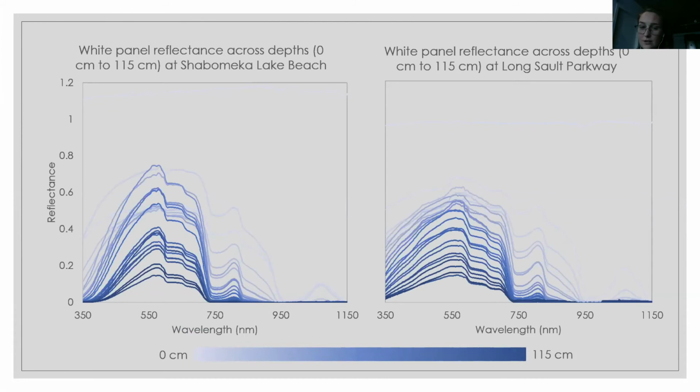But within one water type, if you wanted to translate results between different depths, you would want to focus on the visible portion of the region where the water column attenuation is the least strong, so you get that maximum penetration or penetration to a deeper depth. Next.